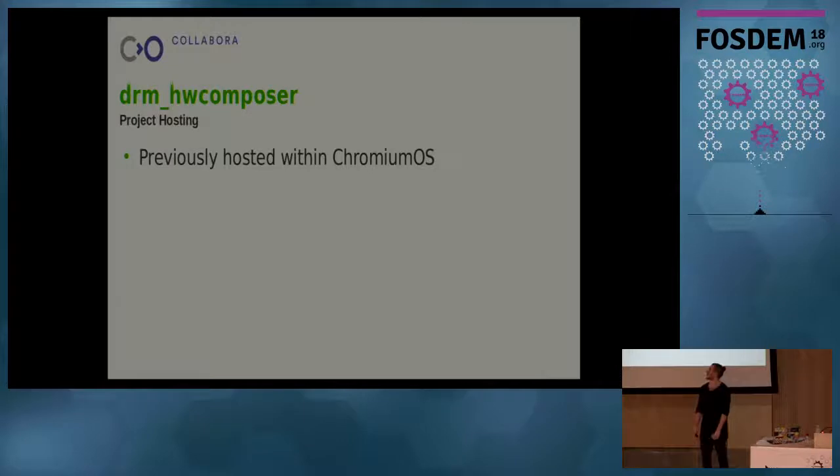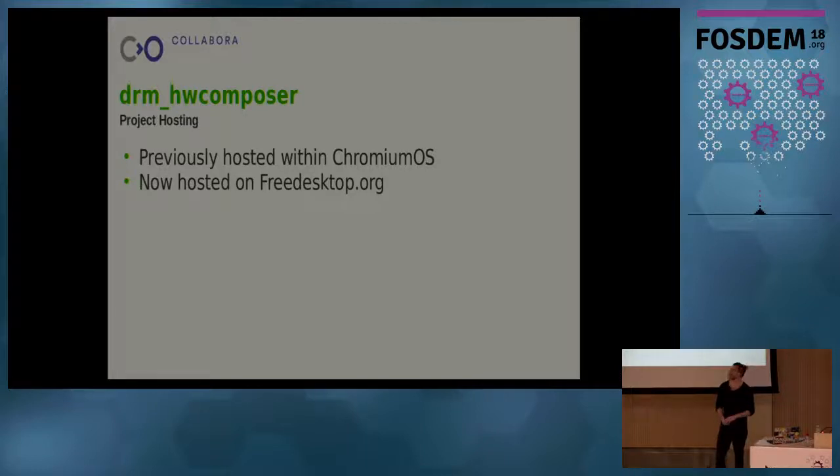The current status for DRM Hardware Composer is that we were just moved. A few months ago, Google allowed us to move from Chromium OS. The project was created as a part of the Chromium OS project, and a lot of good, interesting stuff comes from there. But it was also hosted within that project, which made it kind of hard to contribute. And as an open source project, you kind of want to lower the barriers of entry to zero.